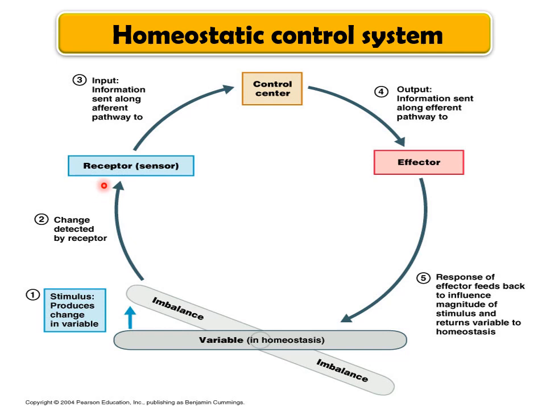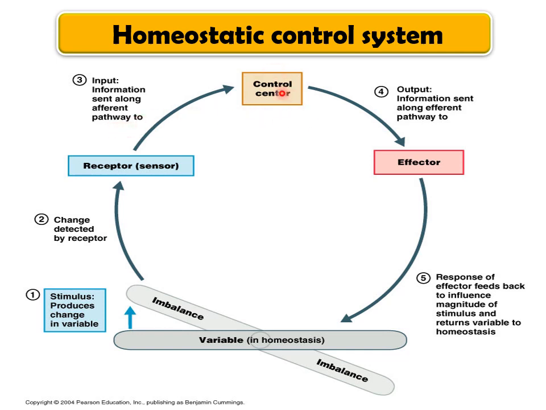There are three basic components of a control system. The first one, receptor or sensor. Next, we have control center. And the last one, we have effector. So receptor, it will detect a stimulus and send information to control center via afferent pathway.